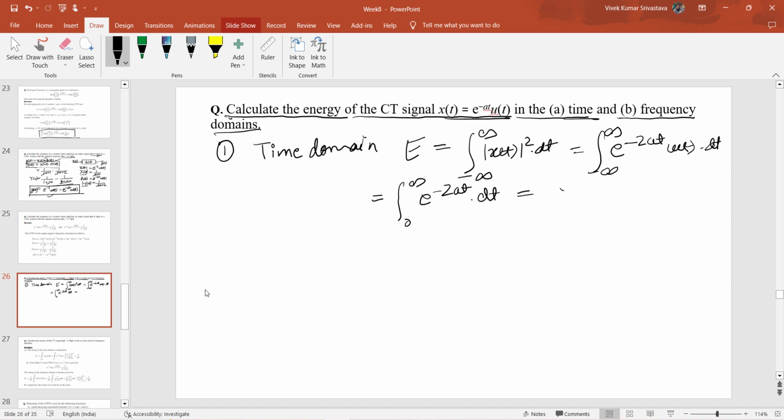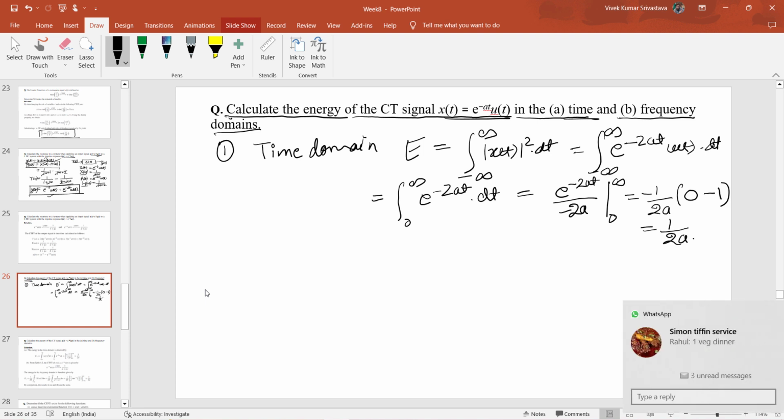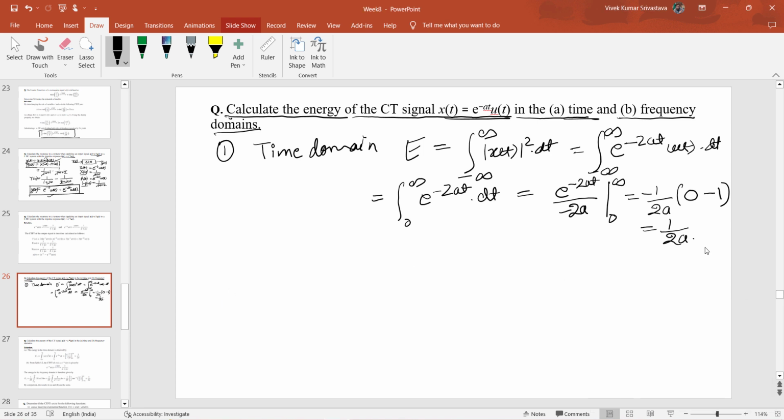Once you evaluate this integral, the limit of integration is from 0 to infinity. Here once you put the limit, you will get 0 minus 1. So the value of energy that is contained in this signal is equal to 1 over 2a. Similarly, we can determine the energy that is contained in the frequency domain.